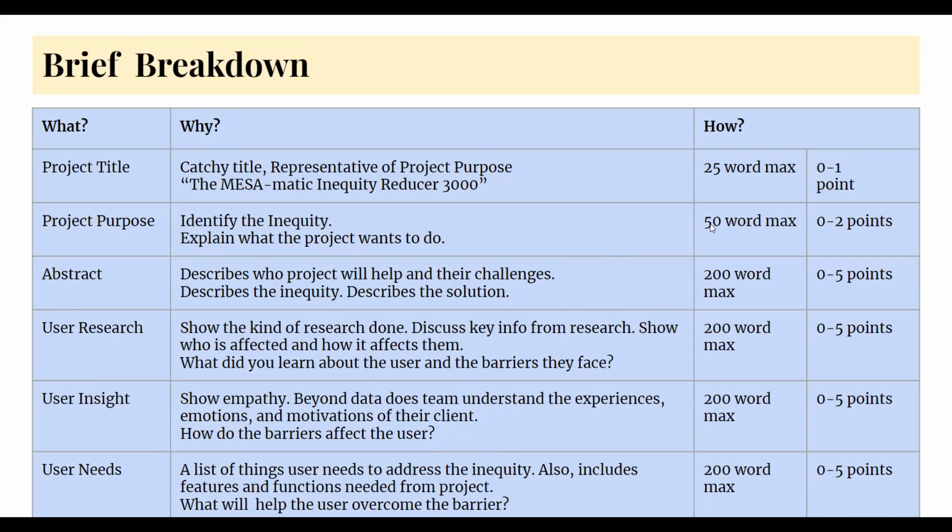The next piece would be that project purpose, right? The really important parts of that is, you're going to identify the inequity, and then you're going to explain what the project wants to do. This is the inequity, and this is what we hope to do to reduce that inequity. And again, it's supposed to be short, right? It's just real quick. What's the purpose of our project? The 50-word max. Again, you don't have to use all 50 words, and it's 0 to 2 points. So you get an idea of what are those pieces that are going to lend to a better score on the design brief.